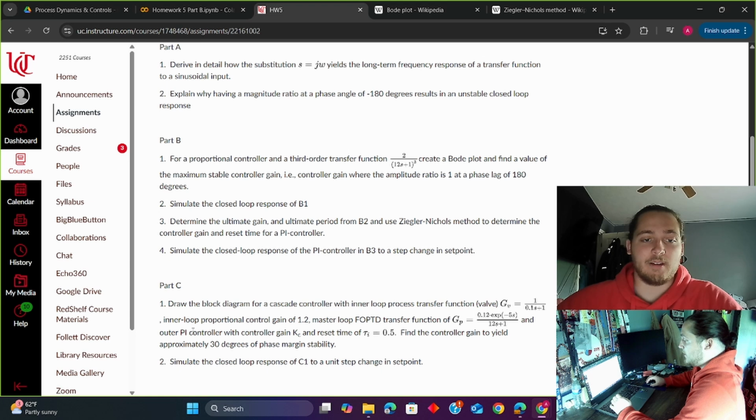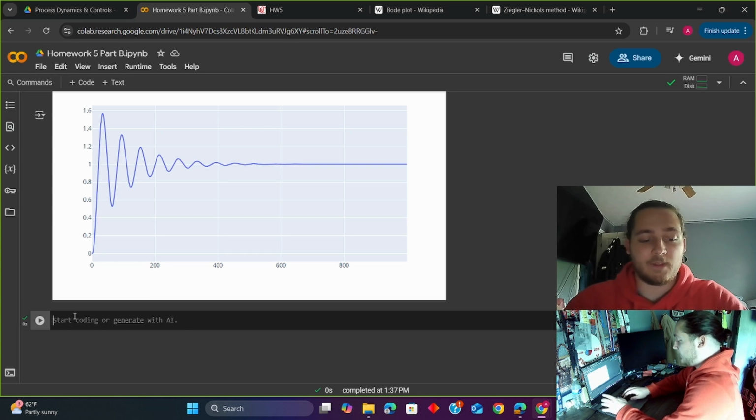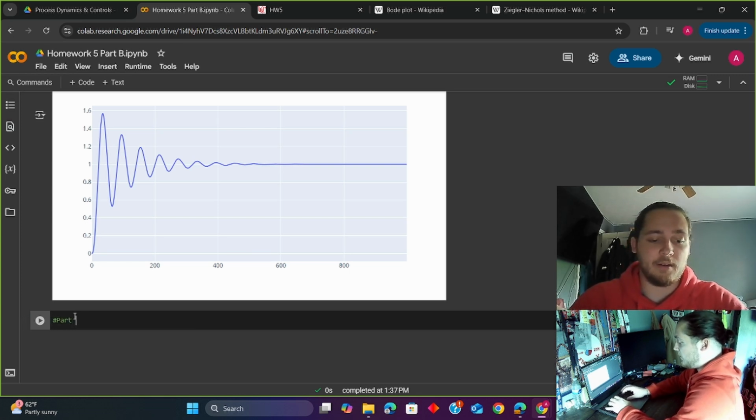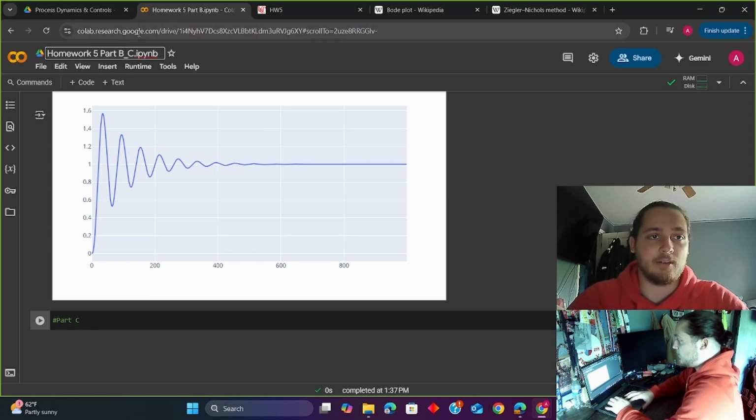And our outer proportional integral controller has controller gain Kc, and we'll have a reset time of tau I equal to 0.5. We will then be trying to find the optimal controller gain to yield approximately 30 degrees of phase margin stability, and then we will want to simulate this closed loop response to a unit step change in set point. So to begin, we can go ahead and head back into our code, and we can start with this cell, saying that we are in part C now. Go ahead and change the title of this to include part C.